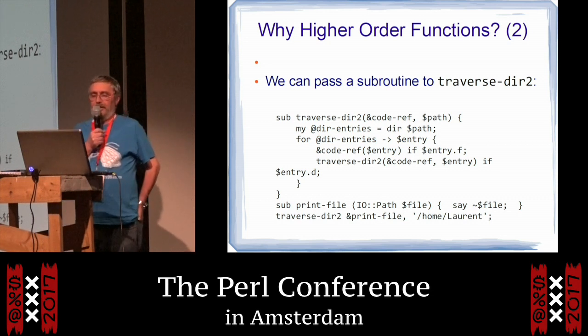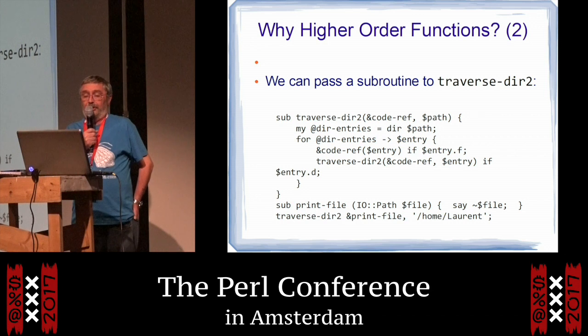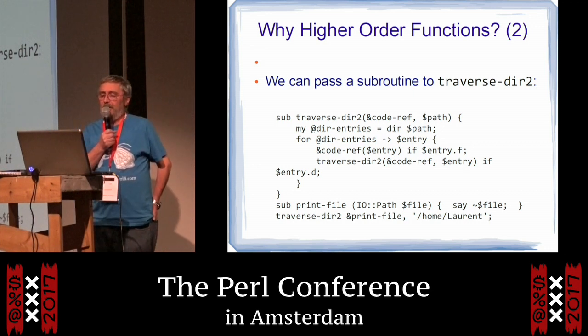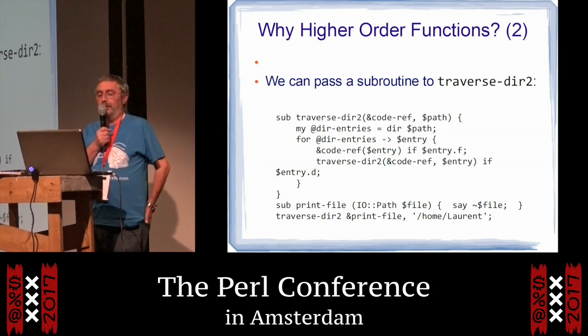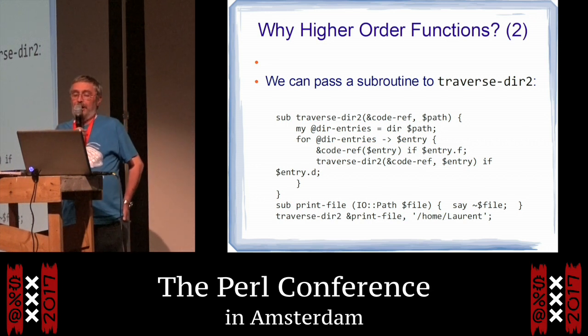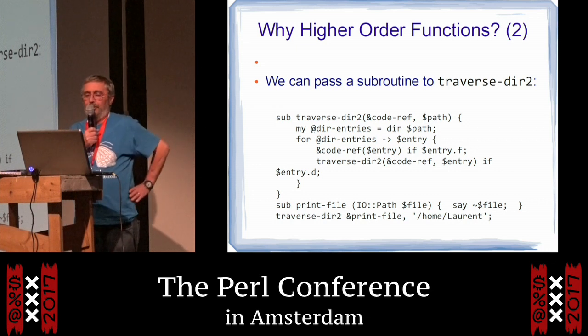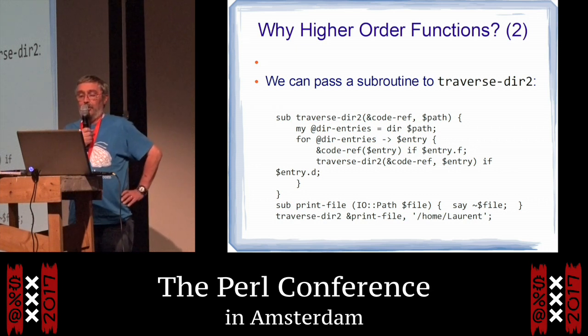Well, it's the line before the last on my screen, the sub print file, and it's just taking an argument which is a file and printing the file. And now on the last line, I'm calling traverse dir, and I'm passing as an argument print file, or a reference to print file, and the path where I want to do the thing.